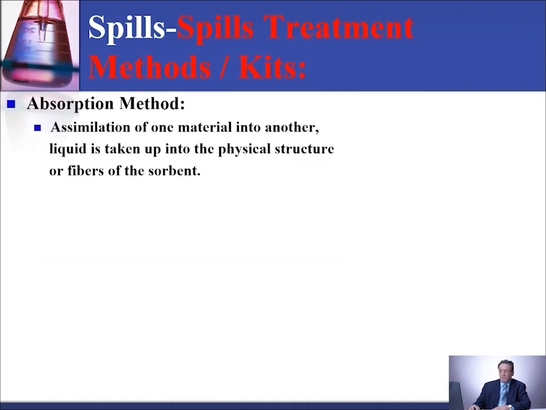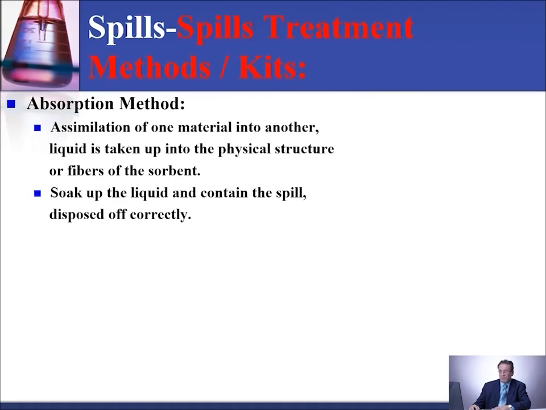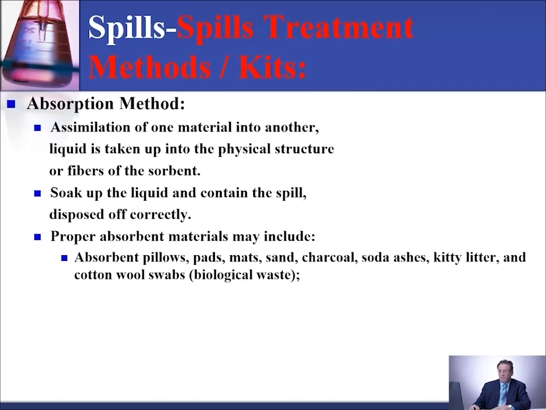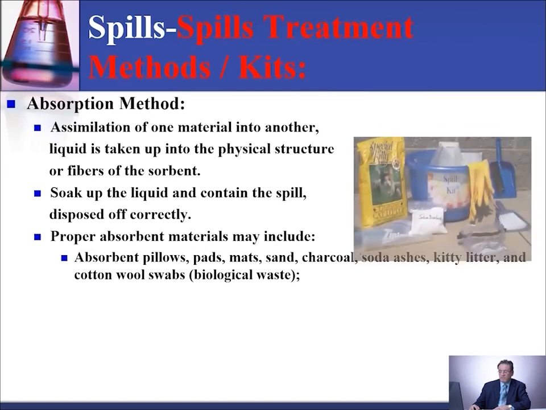Next, the absorption method: assimilation of one material into another. Liquid is taken up into the physical structure of the fibers of the sorbent. Soak up the liquid and contain the spill, then dispose of it correctly. Proper absorbent material may include absorbent booms, pads, mats, sand, soda ash, kitty litter, and cotton wool swabs for biological waste.